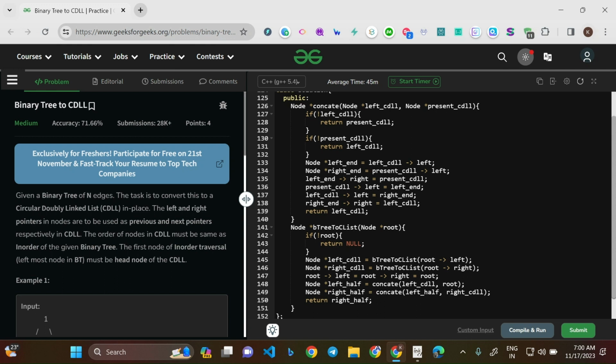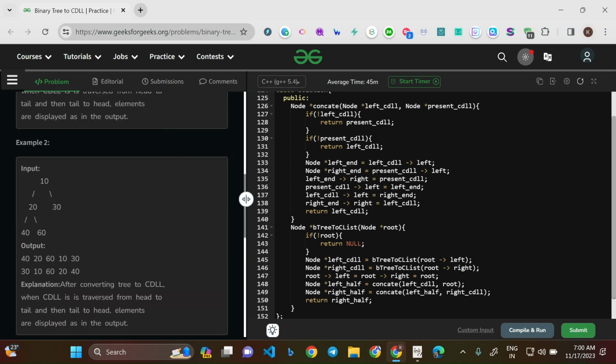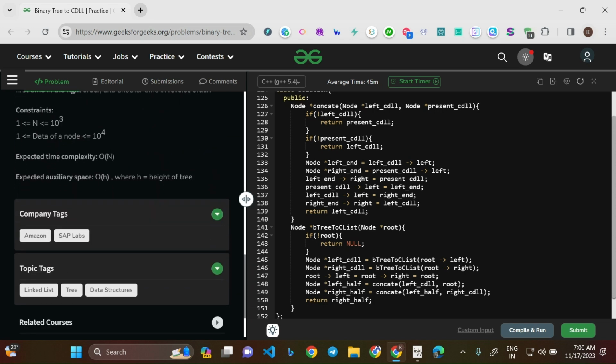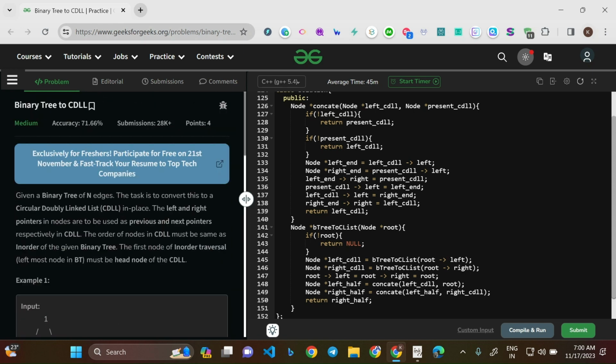So in today's video, we'll be solving the problem Binary Tree to CDLL. This is a medium level problem and it's the problem of the day on GeeksforGeeks. This question has been asked by the companies Amazon, SAP Labs, and IBM as well. The topic tags are linked list, tree, data structure. So let us go through the question now.